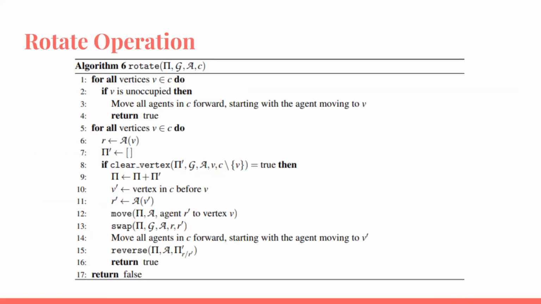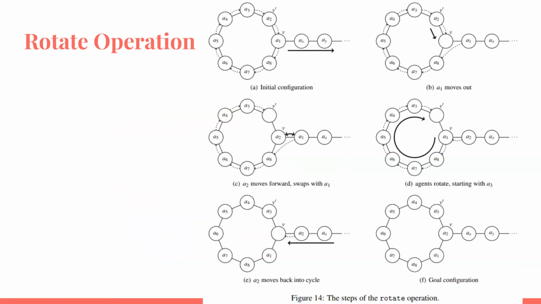Rotate is a new one for push and rotate specifically. What it does is it assumes that there is a cycle of C locations, and it moves all of the agents in that cycle one step. The moves get reversed after the goal is reached, similar to swap. For this one specifically, I found it a lot easier with the visual, so I'll walk through this real quick with you guys.